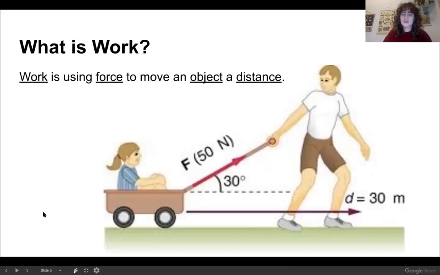What is work? So our first definition for energy is that it is the ability to do work. Well, in science, the only thing that counts as work is using force to move an object a distance. So this man is pulling force to move this wagon a distance of 30 meters. That's considered work. Wind could be doing work to move the branches of a tree because they're using force to move the tree branches even just a small distance, okay? So we're only talking about work if it's a physical movement of an object using force.